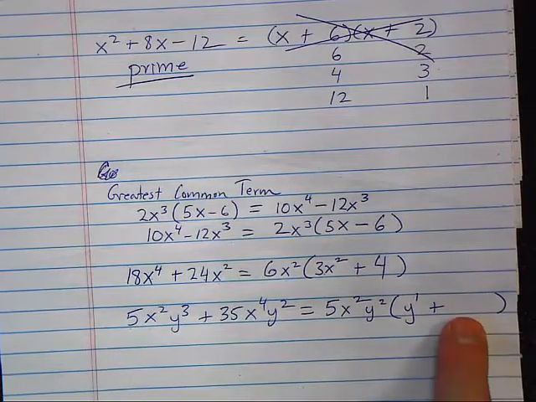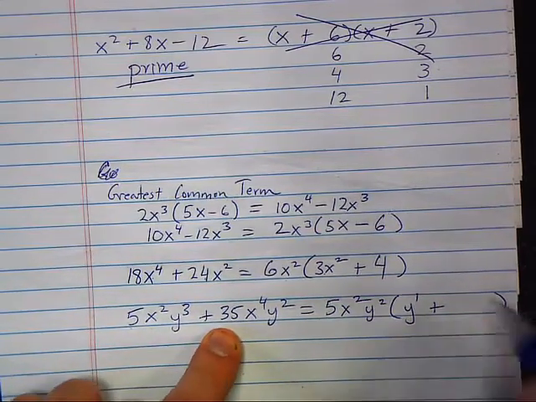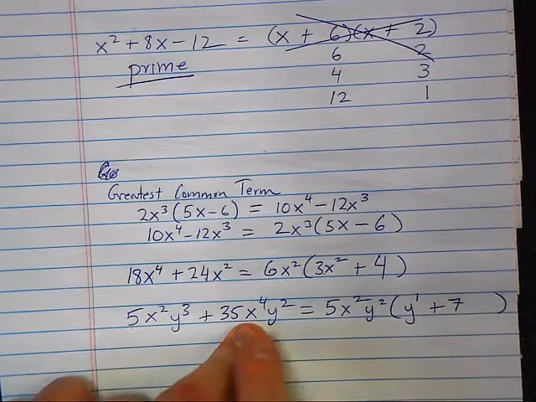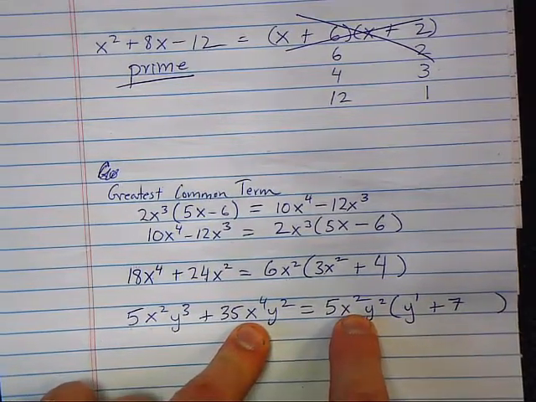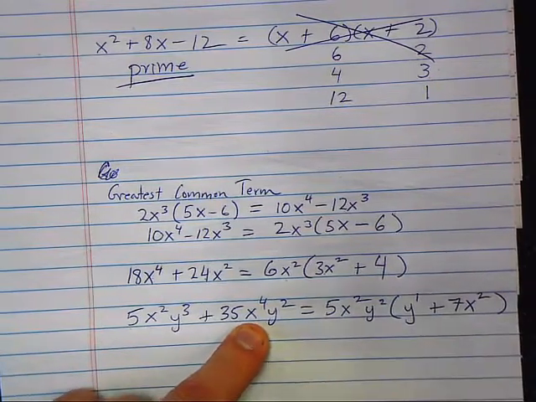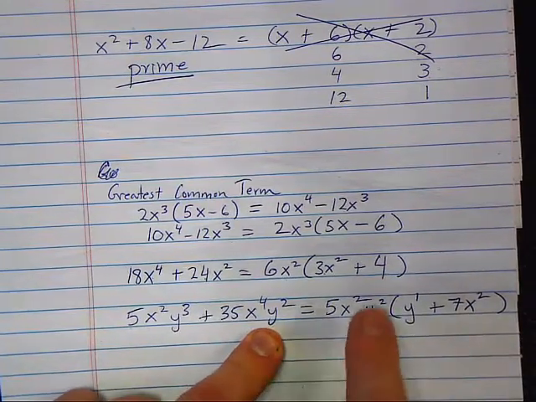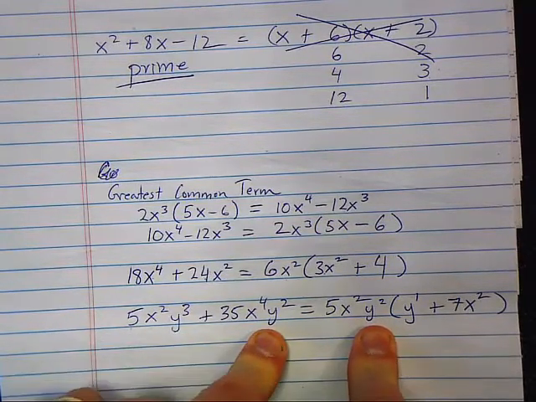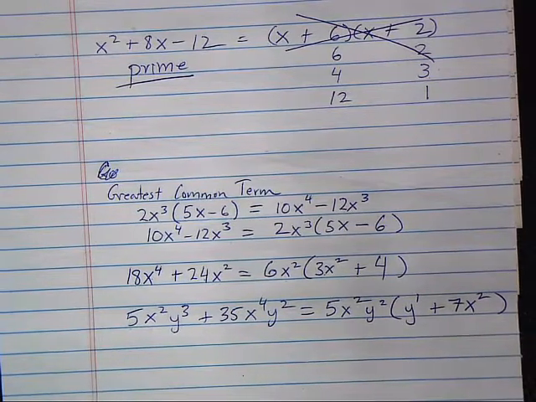5 times what to get to 35? 7. I started with 4 x's. I took away 2 x's. So I need 2 more x's there. And I started with 2 y's, but I took out 2 y's. So I don't need any more y's, do I? 2 minus 2 is 0. Questions on that one?